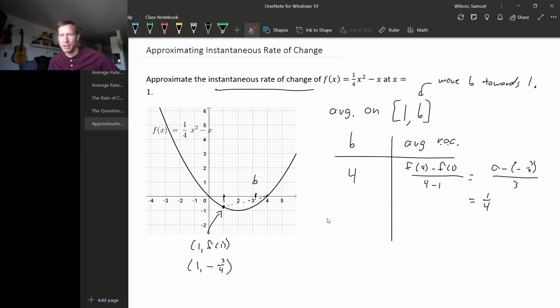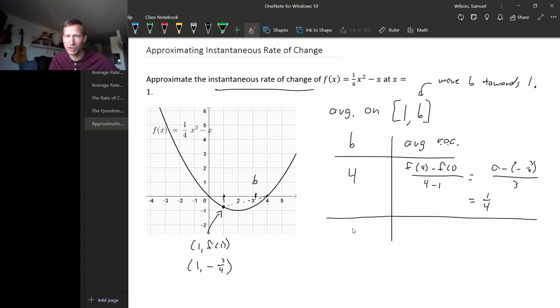But clearly 4 is way too far away from 1. The idea with the instantaneous rate of change is, to approximate it, we need to find the average rate of change over a small interval, but this interval from 1 to 4 is way too big. So let's make it smaller.